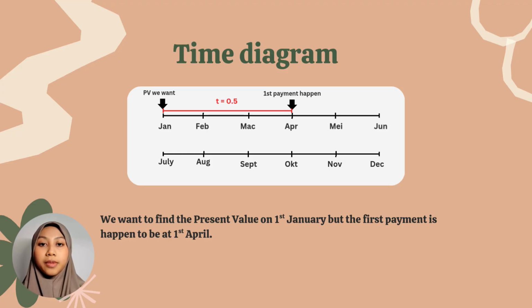So how can we get the PV on the 1st January? We will use the discount back formula, which is v power of t. How can we know the t? This is a 6-month interest period, which would run from the 1st January to July 1st. So the time distance from January to April is exactly 3 months, which represents half of the standard interest period. Therefore, the time distance from January to April is 0.5 of a period. That's why t equals 0.5.